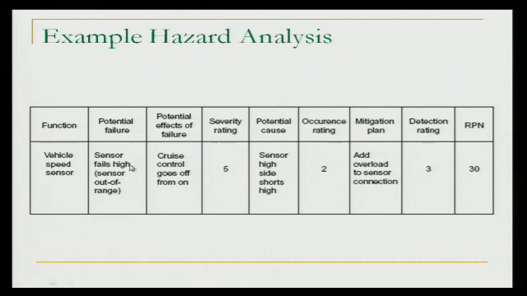Now, if this sensor fails high, goes out of range high, what are the potential effects of that failure? The cruise control could go off from on, potentially, or maybe the other way around, but usually off from on. Is it severe? Well, you're going to have to apply some consistent scaling to that. Normally a severity rating can go from 1 to 5 or 1 to 10, depending on which approach you use. But you want to be consistent. Actually, the number itself isn't that important as long as you're consistent about how you apply it.